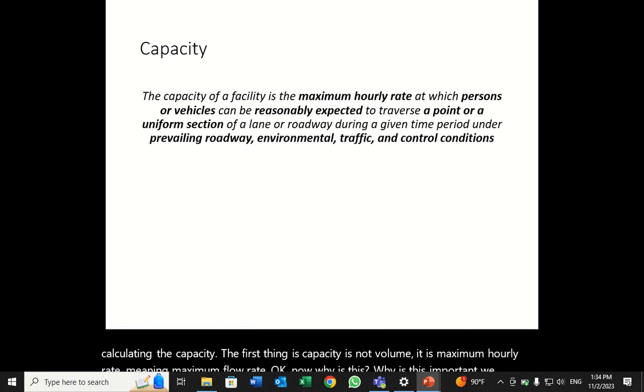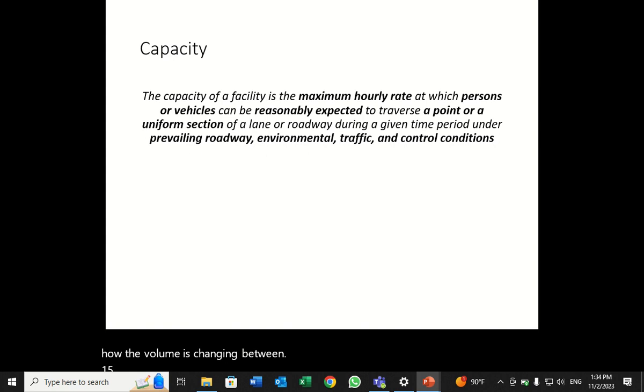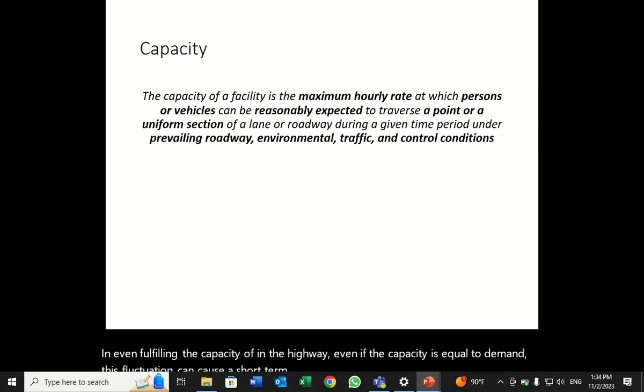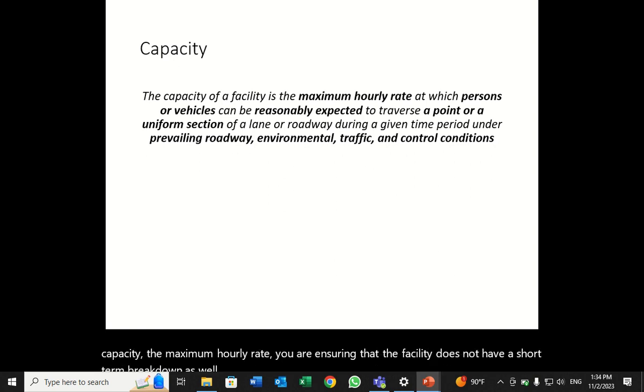We have discussed earlier that if you do not consider the fluctuation of volume within the hour, like how the volume is changing between 15 minutes interval within the hour, you may have a problem in even fulfilling the capacity of the highway, even if the capacity is equal to demand. This fluctuation can cause a short-term breakdown in the facility, and that will not let you fulfill the actual demand even if it is equal to the capacity. So when you consider capacity the maximum hourly rate, you are ensuring that the facility does not have a short-term breakdown as well. It does not break down even for a small period within the hour, for example 15 minutes or so.